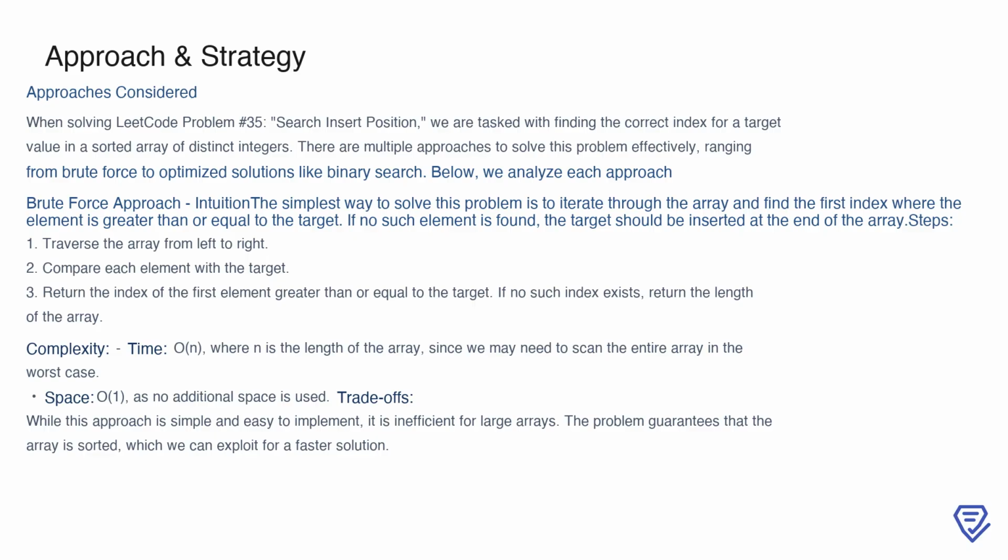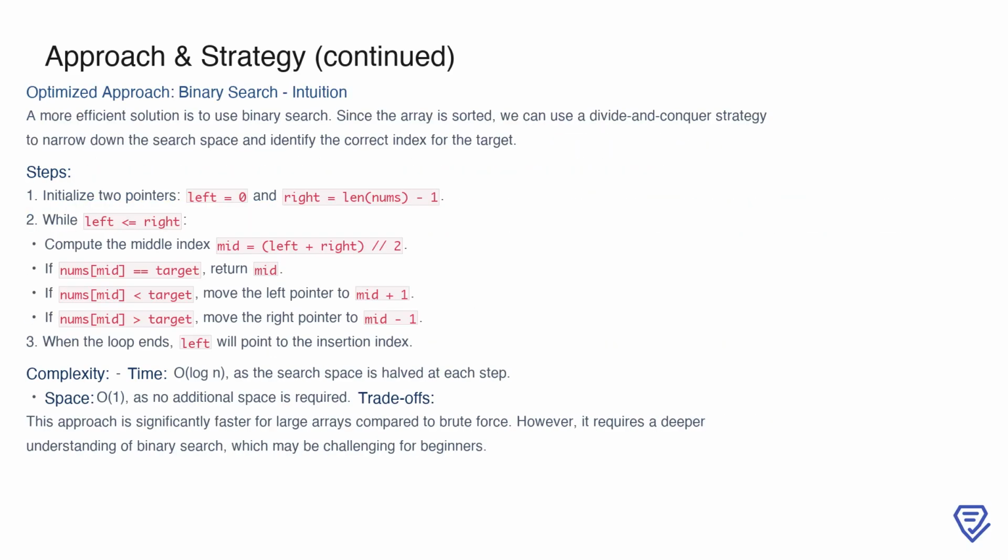Given that the array is sorted, we can leverage this property to develop a faster solution, which leads us to consider binary search as an optimized alternative. A more efficient approach to solving this problem is to use binary search. This method takes advantage of the array's sorted nature by employing a divide-and-conquer strategy to systematically narrow the search space.